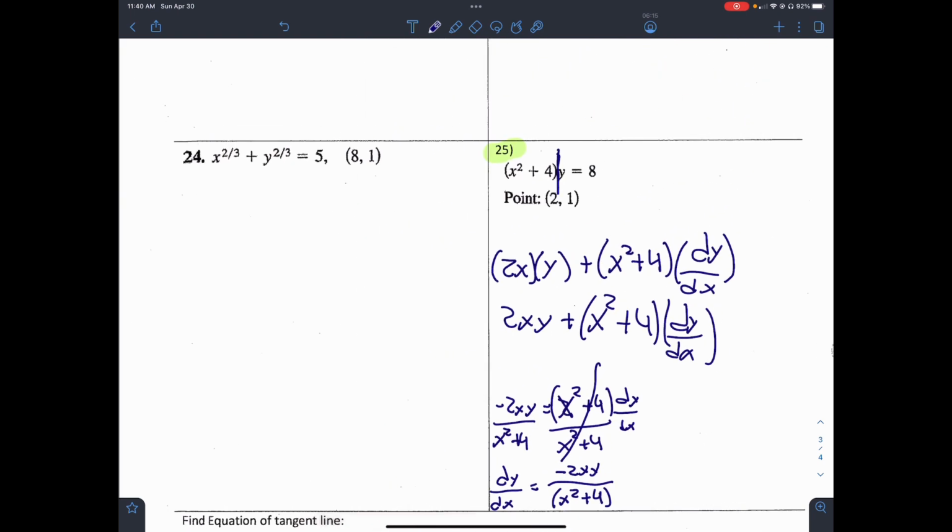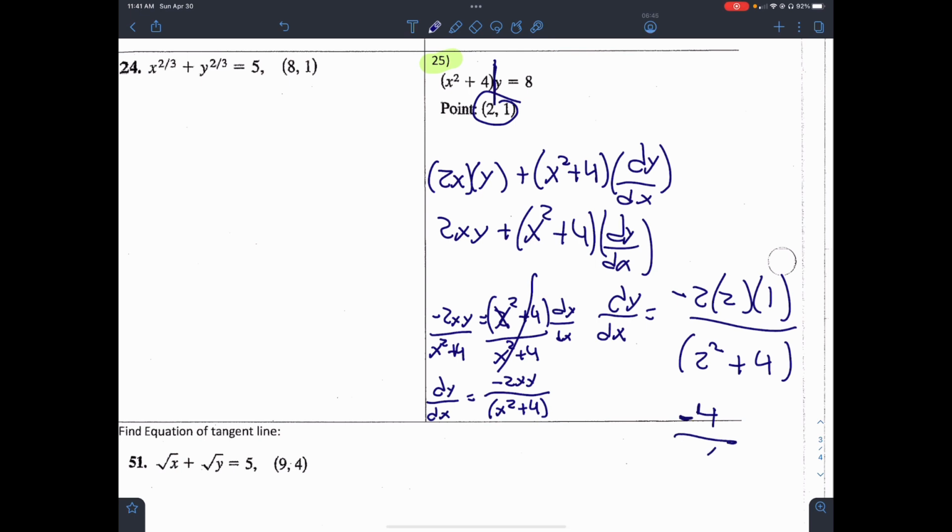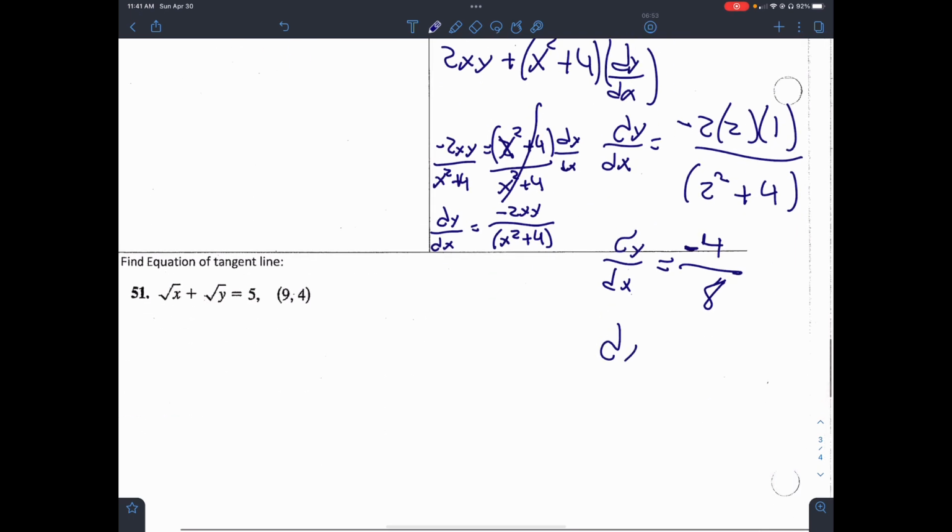So we know our point is 2 comma 1. So we'll just plug in those values. We'll say dy over dx is equal to negative 2 times my x value, which is 2, times my y value, which is 1, all over my x value, so 2 squared plus 4. So this will be negative 4 over 8. So my final answer, simplified, dy over dx is equal to negative 1/2.